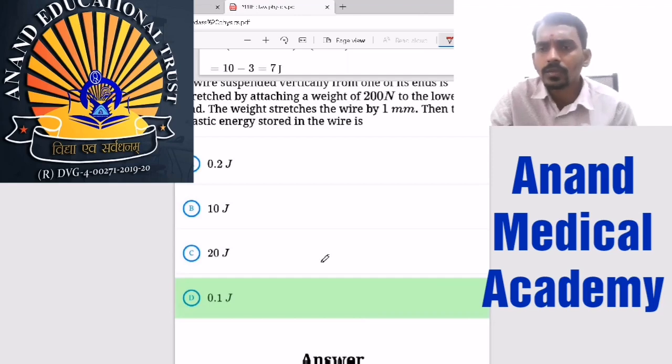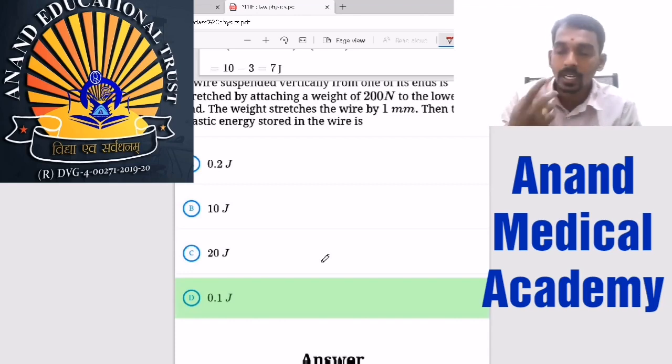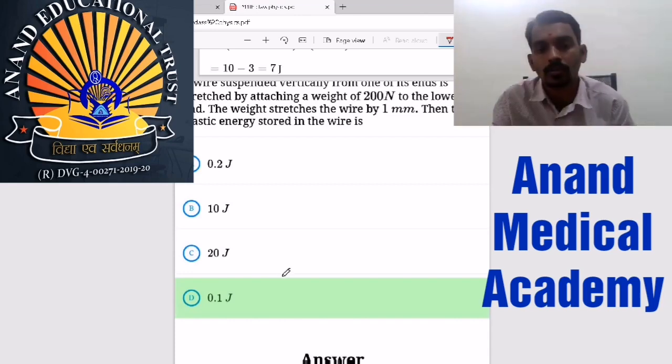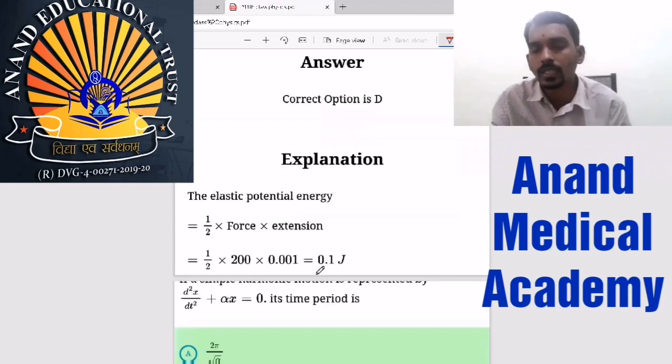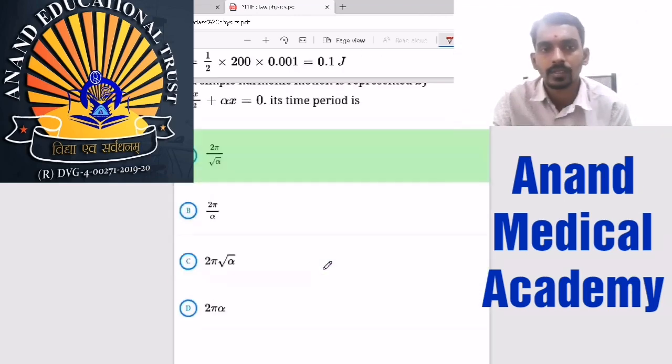So what is the elastic potential energy formula? Half into F into delta L. F is given, delta L is given. Sometimes F may not be given, then you have to use the Young's modulus formula. Sometimes delta L may not be given, then you have to use the Young's modulus formula. But here the question is very simple.